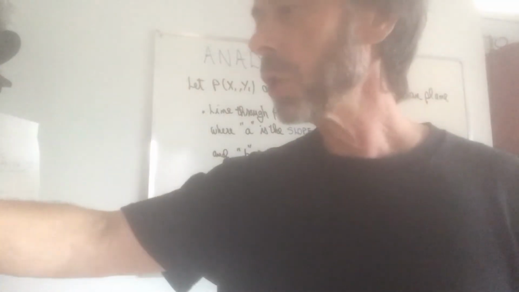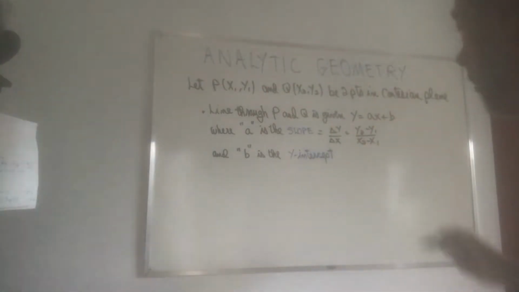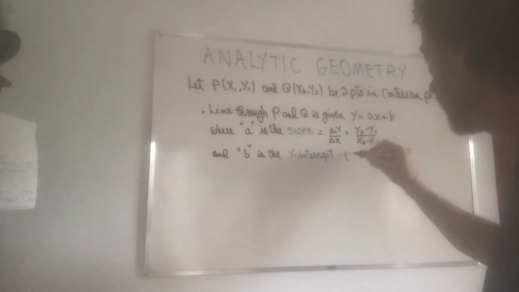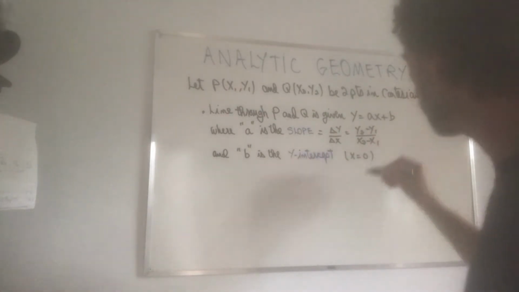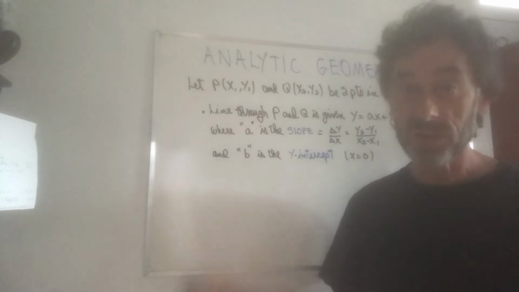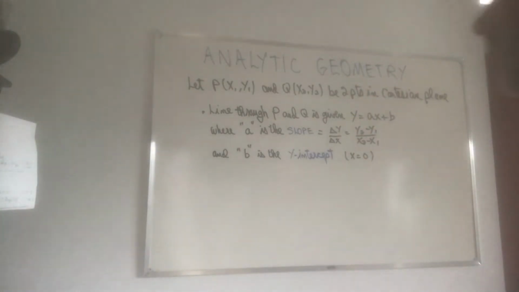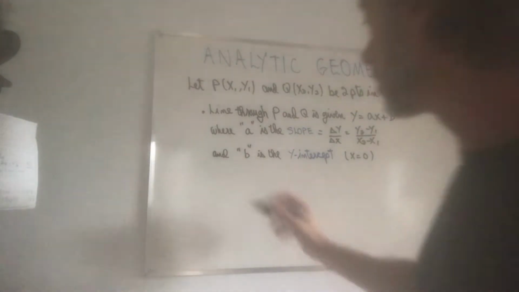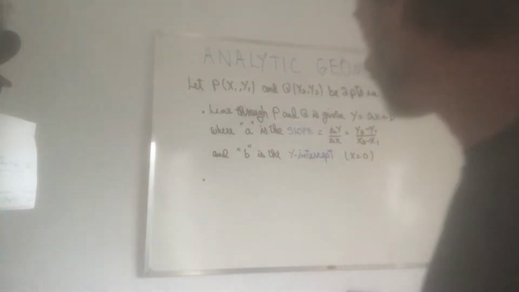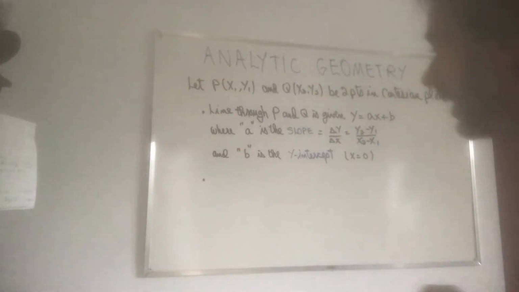In French, l'ordonnée à l'origine. And the y-intercept, that is actually when x is 0. So it's the point where the line crosses the y-axis. Good. So a couple of notions that actually pertain to the line as well.